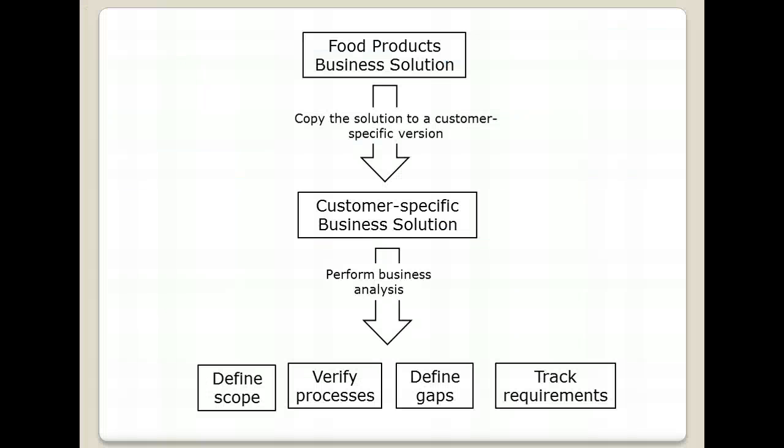In this demonstration, we started with standard content for a food products manufacturer. We copied that content with all of its existing workflow to a new customer-specific solution. Finally, we performed a business analysis. We defined our project scope, verified our business processes, defined gaps, and created a requirements list that we can use to manage implementation work.